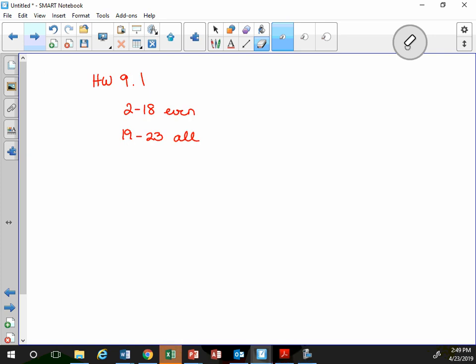Okay, there is your homework. In your packet, 2 through 18, that's the graphing, just for evens. 19 through 23, those are still graphing, but I give you a weird parent function to do transformations with. Everybody see, the homework's not front to back, it's copied weird.